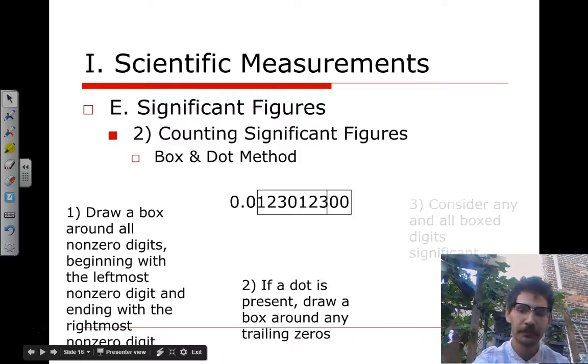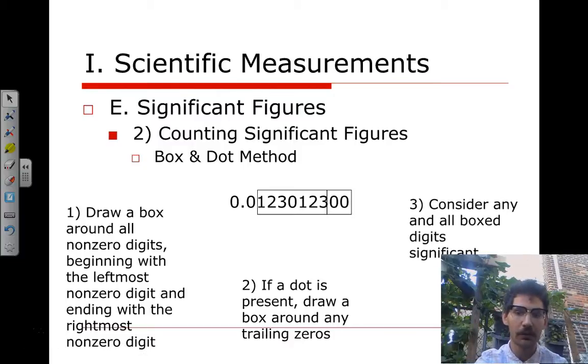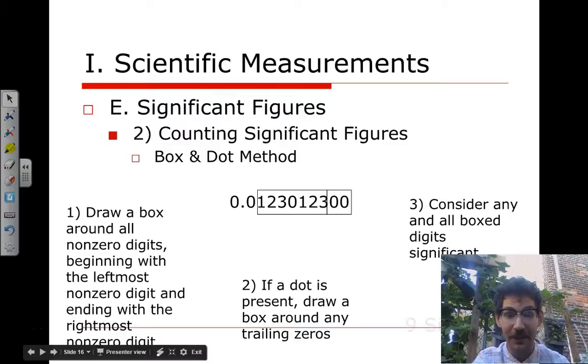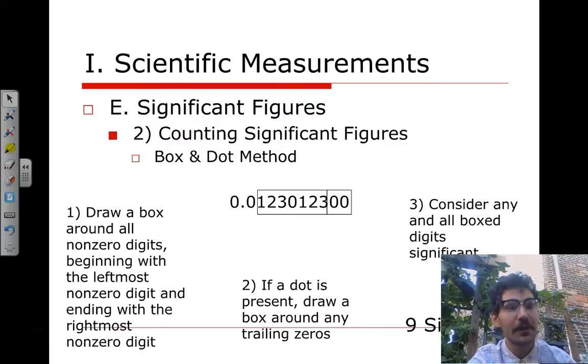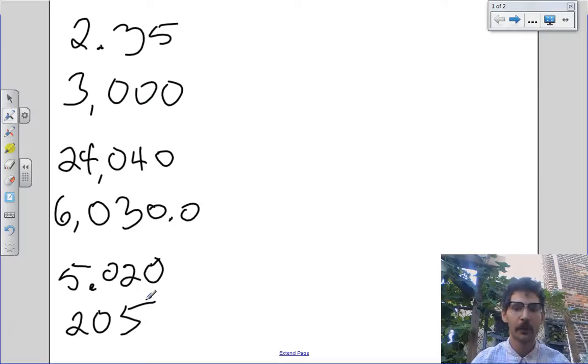Shazam! So all digits that are boxed are significant figures. So all of these digits are significant figures. So we have a total of 9. It's a little cut off by my face, but I'm so cute, I'm going to keep me here. 9 significant figures in this number. So let's look at a few examples.